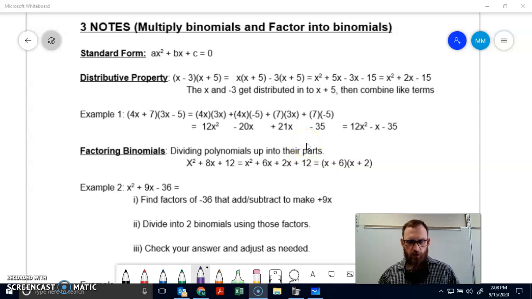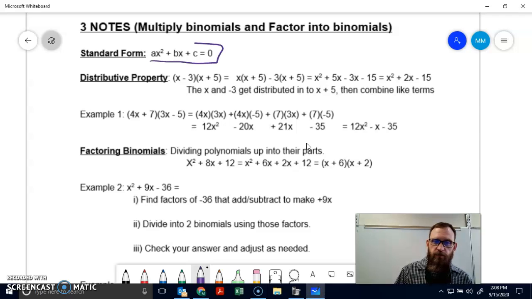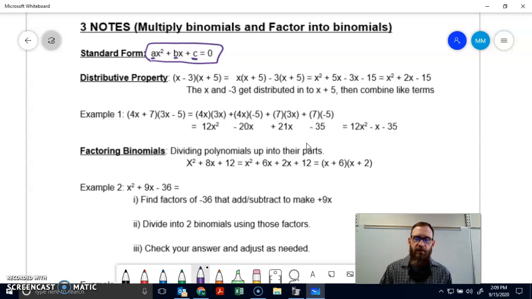Welcome to the lesson. This is for Wednesday, 9/16, and we're looking at the notes for multiplying binomials and factoring binomials. One quick definition here. Standard form is ax squared plus bx plus c equals 0. We've been graphing these so far this week, but we just want to define this as standard form where it's set equal to 0. A is the first number in front of x squared, b is the number in front of x, and c is the constant by itself. We'll be using that through the next several weeks.